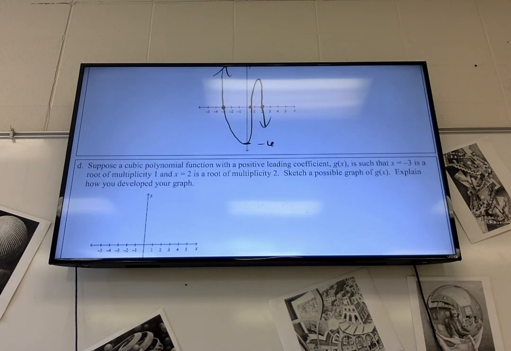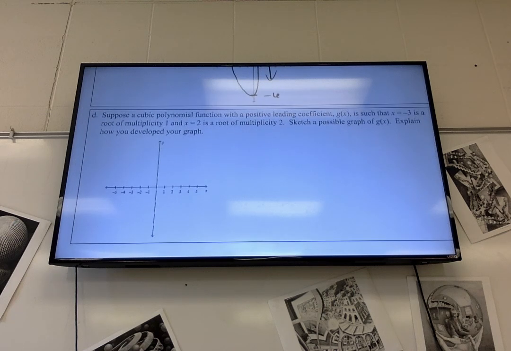Okay, D. Suppose a cubic polynomial function with a positive leading coefficient g of x is such that x equals -3 is a root of multiplicity 1. x equals 2 is a root of multiplicity 2. Sketch a possible graph of g of x and explain how you developed your graph. All right. So I have zeros at -3 and 2. I know that at 2, it has a multiplicity of 2. It has a positive leading coefficient, and it's a cubic.